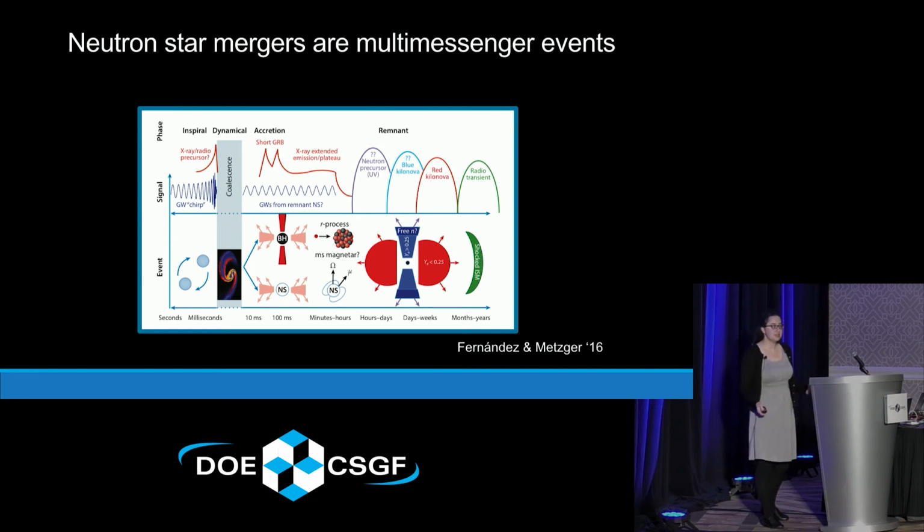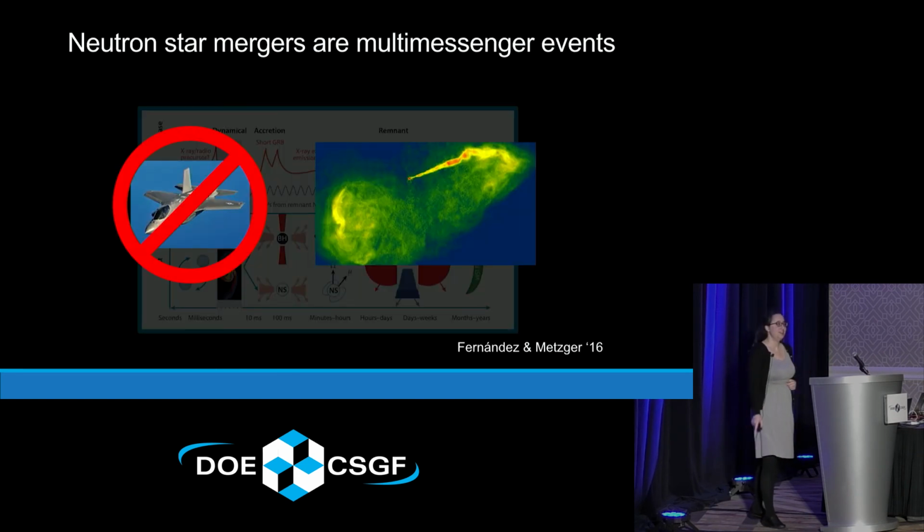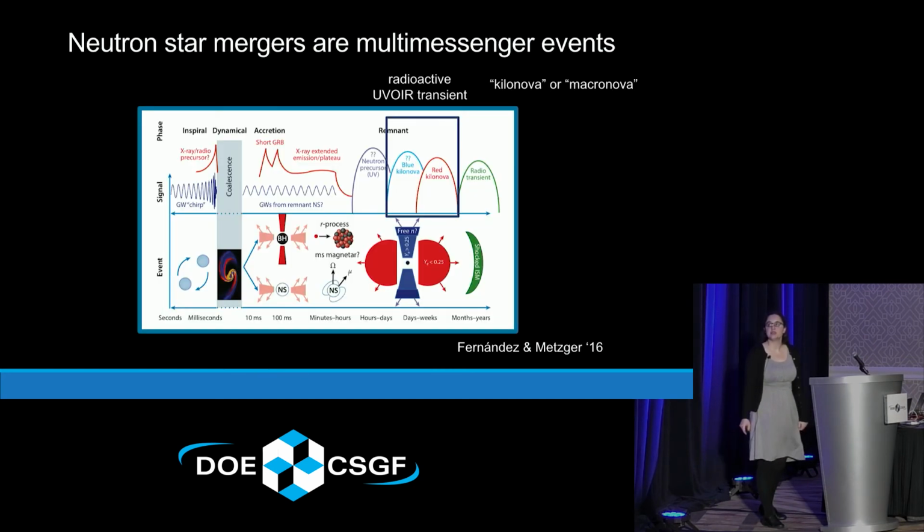Also, this process, in the first few seconds, launches a jet. Not this kind of jet, that kind of jet. Basically, by jet here, we just mean a collimated relativistic outflow. And this jet, we think, also causes gamma ray emission. And then the radioactive transient, I'll call a kilonova or a macronova.